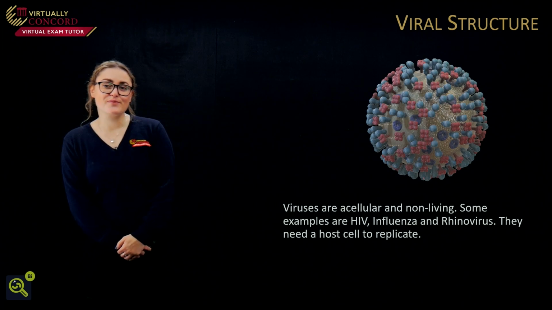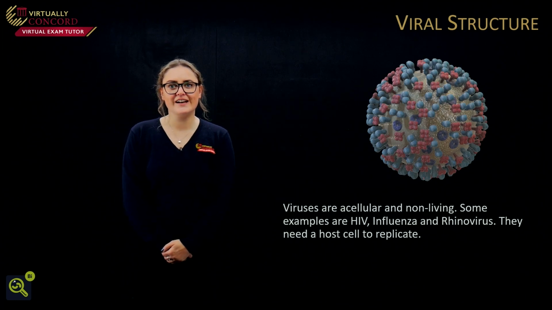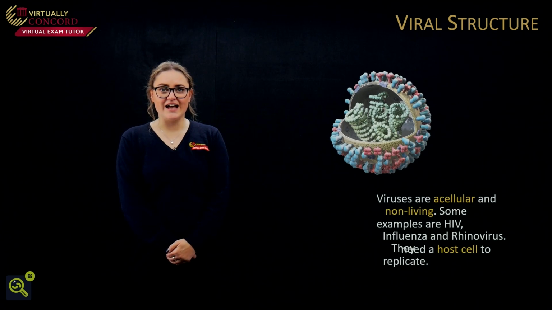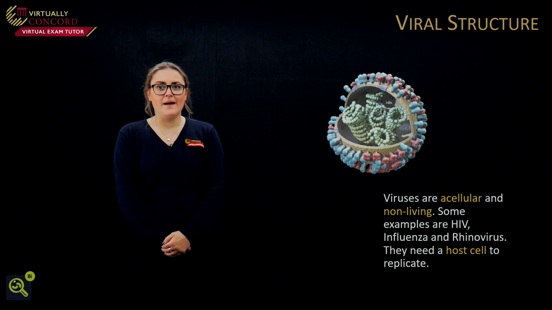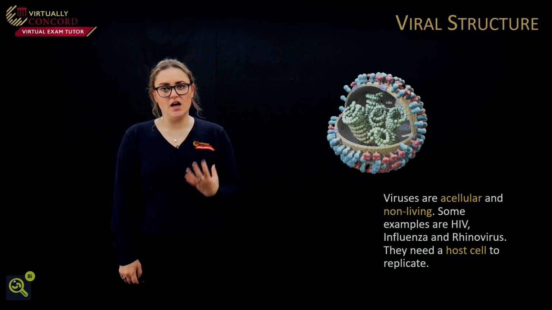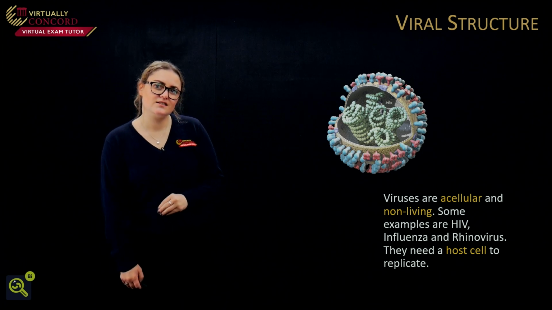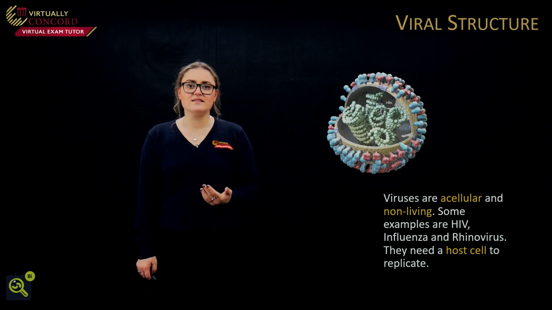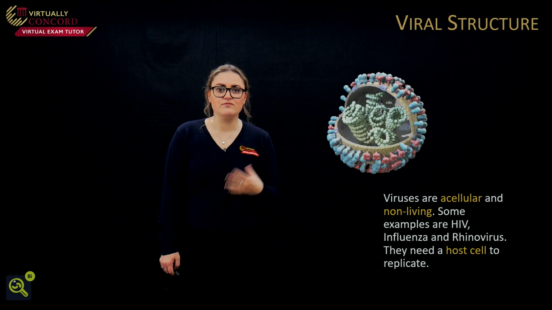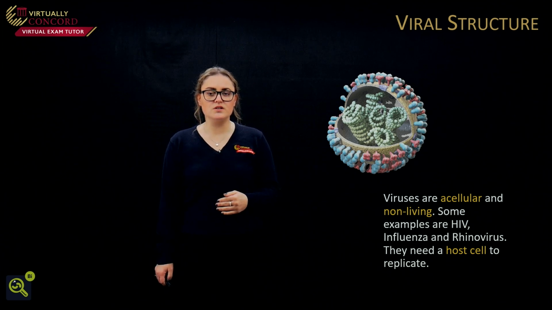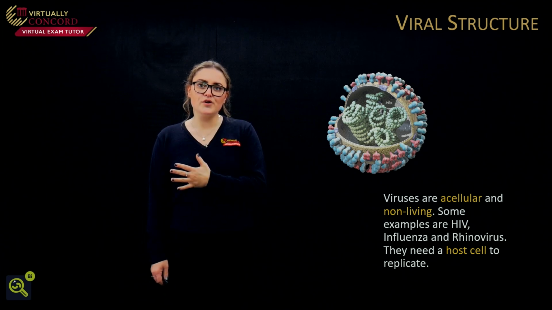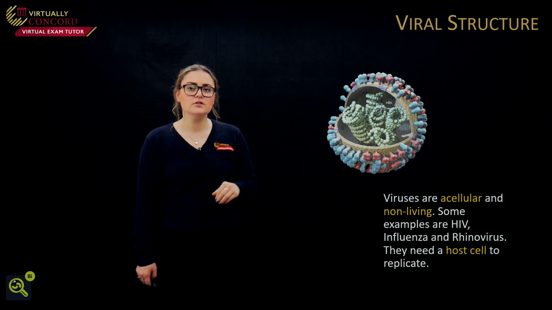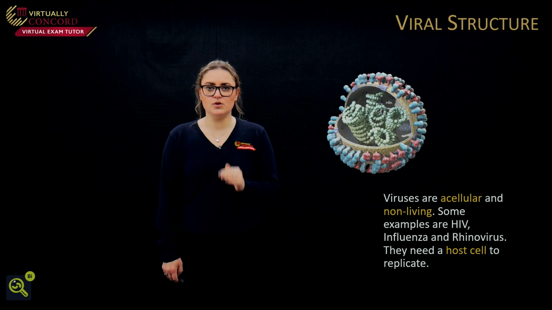Having looked at the prokaryotic cell structure, we are now going to move on and have a brief look at viral structure. Now, viruses are acellular and non-living, okay? So that means that they don't follow those usual life processes that living cells do, okay? Some examples are HIV, that causes AIDS, influenza, like flu, and rhinovirus that can cause the common cold. Now, the difference between these and your prokaryotic cells is that they need a host cell in order to replicate. And we will look at viral replication later in the course.